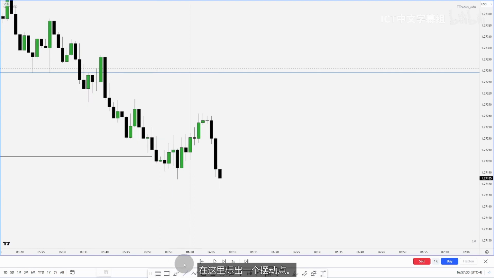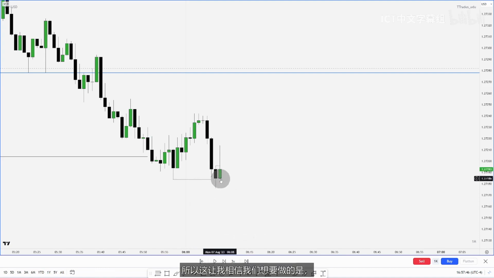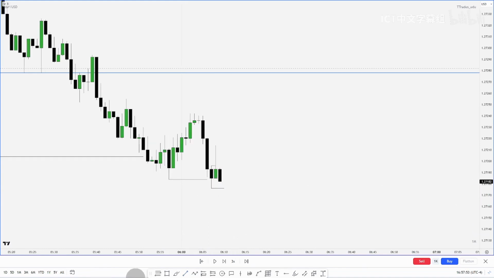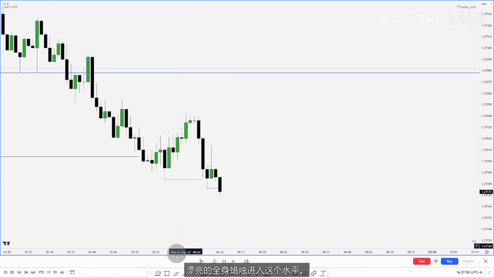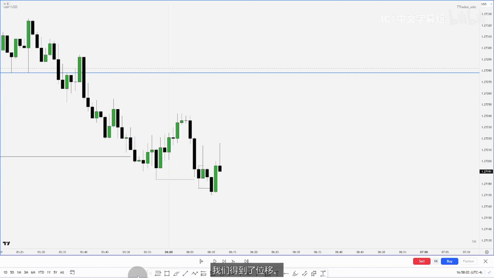So right here, marking out a swing point, you can see we don't go below this swing point, right? We can't displace, so I want to see price move back into the range here. But what do we get? We don't get any displacement back in. We can't close over this previous candle. So that makes me believe we want to make what? A new low, or reach for this previous low. Nice full body candle into this level. We get displacement out, and that displacement continues.